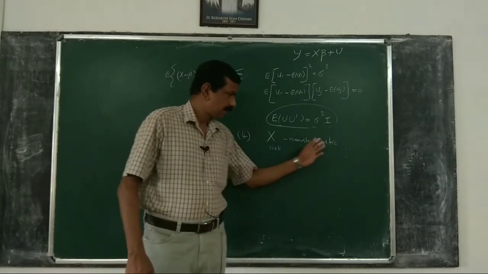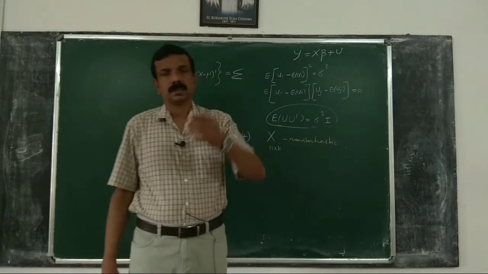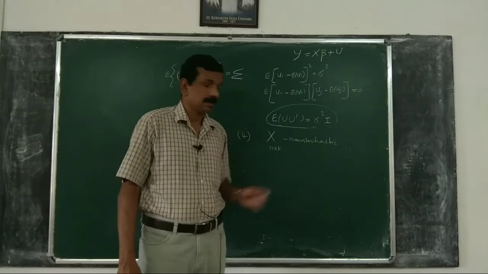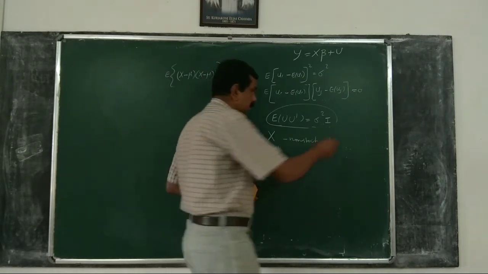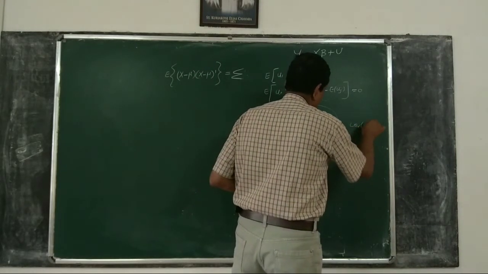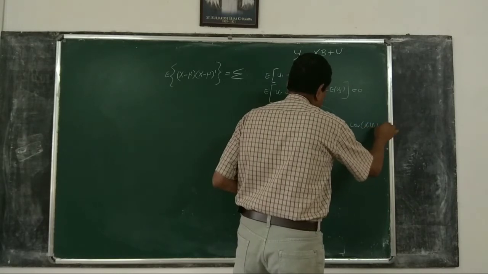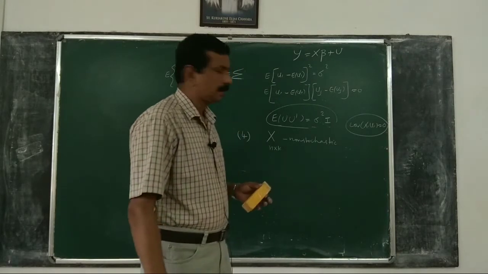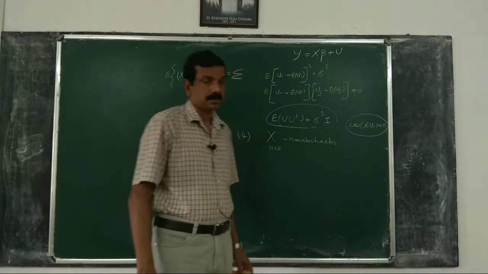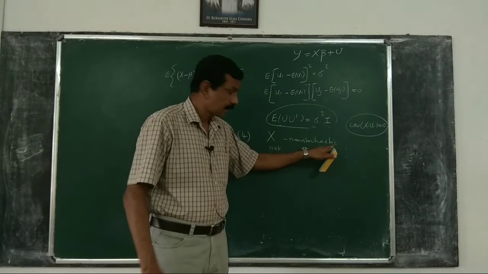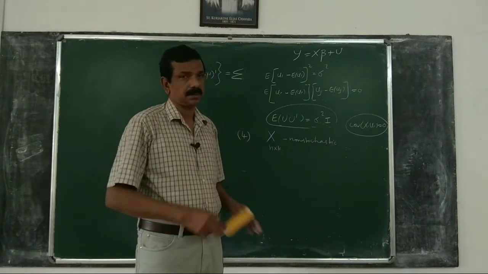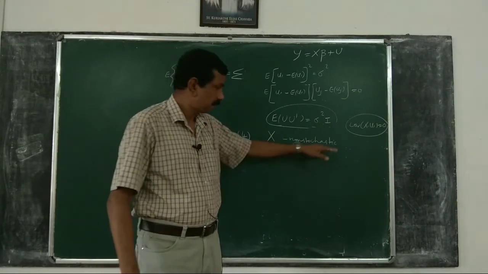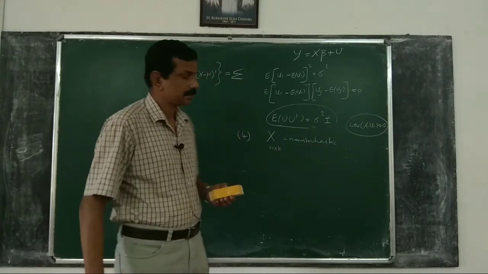But this is a simplification used in the introductory econometrics textbooks. If X is non-stochastic, then the assumption that covariance of xi and ui is equal to 0 is automatically satisfied. So that is the fourth assumption. This is only a simplifying assumption for the easiness of derivation of some of the results.